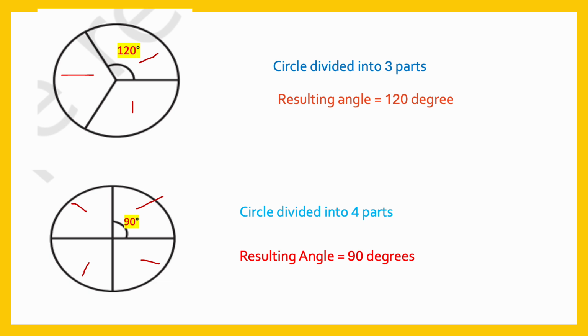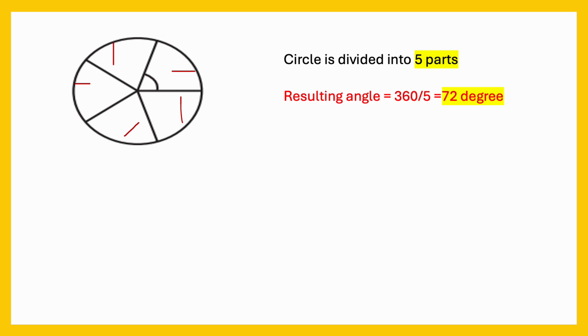Okay. See the figure. Here the circle is divided into how many parts? 1, 2, 3, 4, 5. So the circle is divided into 5 parts. So the resulting angle is 360 divided by 5. What is 360 divided by 5? 72 degrees. So the resulting angle is 72 degrees.